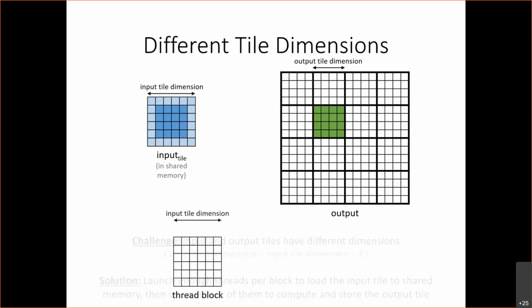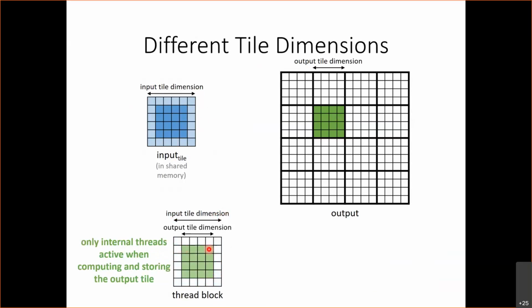Okay, so if this here represents the thread block that we launch, the dimension of this thread block will correspond to the input dimension. Okay, and when we load the input tile, all the threads in the thread block will be active while loading. But then when we compute and store the output tile, only a subset of these threads are going to be active. And here we're going to use the internal subset. Okay, one way to do it is to use the ones in the top left. Another way to do it is to do the internal ones. With convolution, we were doing the ones in the top left, but here with stencil, we'll just do the internal ones for a change.